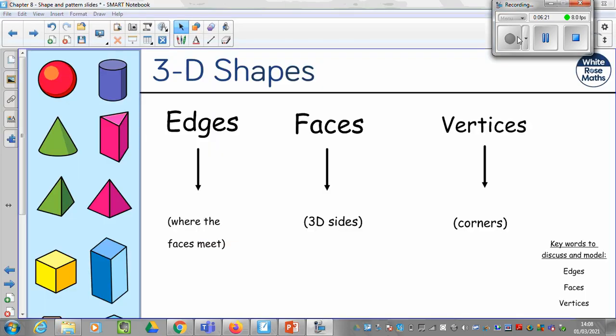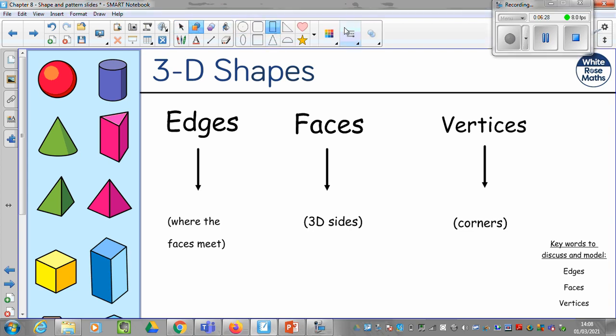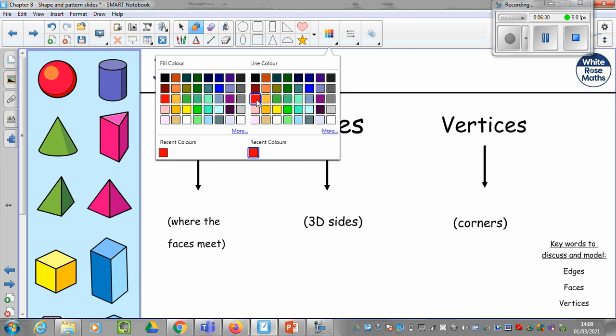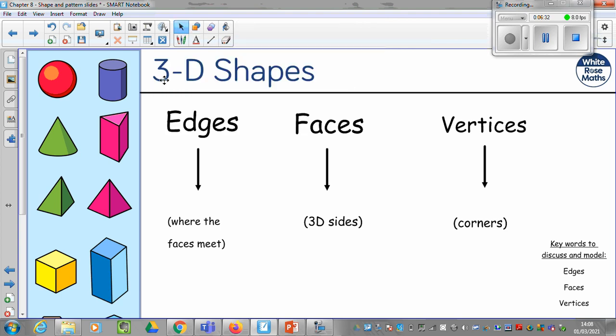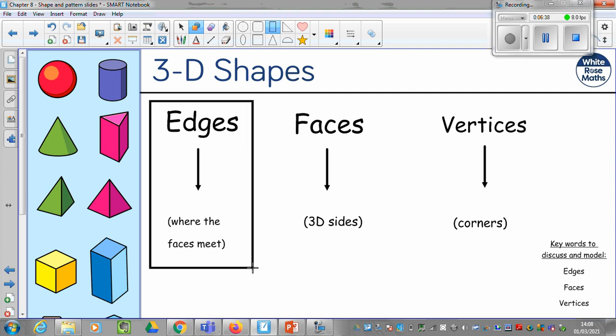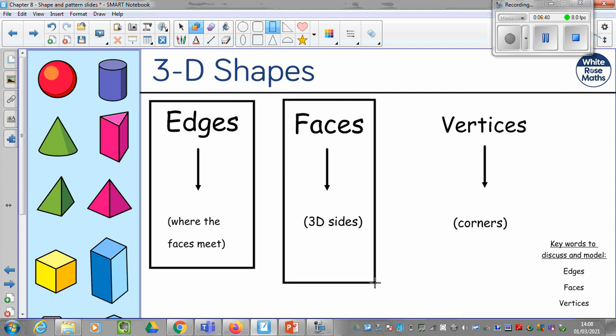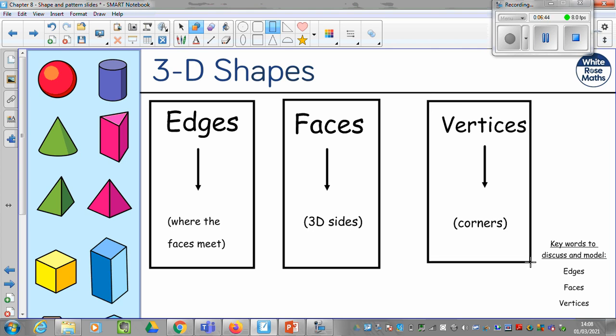So with your pile of different shapes that you found, I want you to just have a conversation. You don't need to record anything necessarily about the different language that we have talked about today. So how many edges does your shape have? How many faces does your shape have? How many vertices does your shape have? Adults, I've put some little notes here to help you with those.